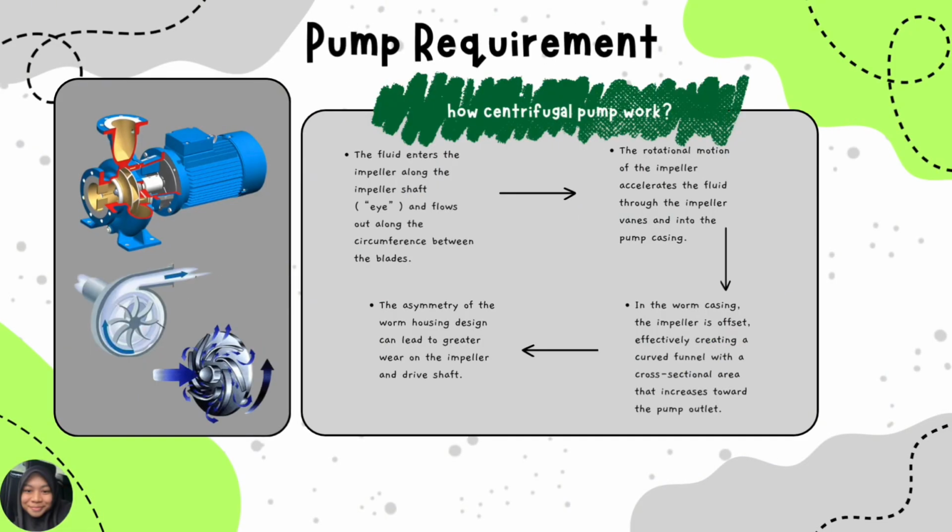So these are the simple steps in a centrifugal pump. It starts with the fluid entering the impeller along the impeller shaft and flowing out along the circumference between the blades. Next, the rotational motion of the impeller accelerates the fluid through the impeller vanes and into the pump casing. In the volute casing, the impeller is offset, effectively creating a curved funnel with a cross-sectional area that increases toward the pump outlet. And last, the asymmetry of the volute housing design can lead to greater wear on the impeller and drive shaft.